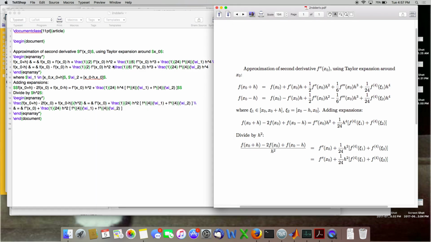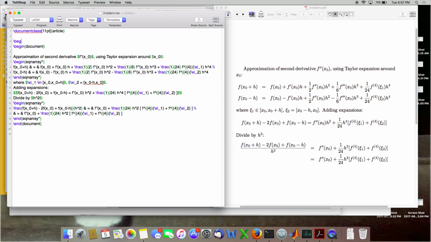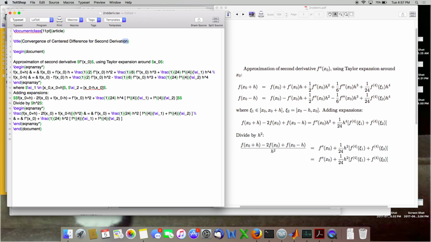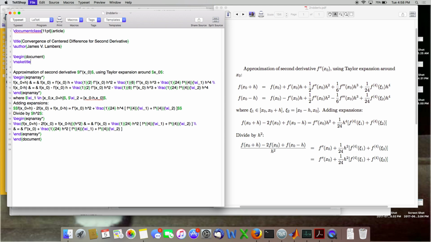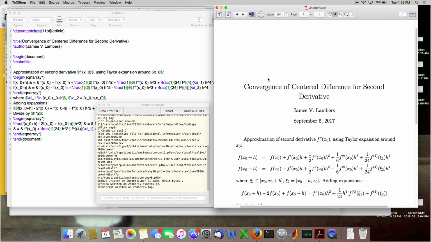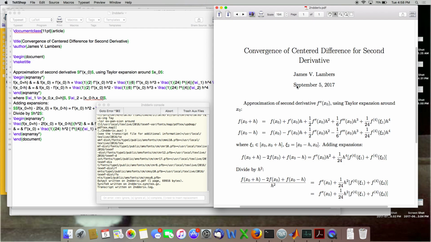Oh, also, if I want to give this document a proper title, I can specify the title. Convergence of what's called a center difference for second derivative. You have an exploration, and this is homework 2, about the first derivative. So I was doing a slightly different example, and then I'll put in the author. And then if I say, as soon as I begin my document, make title, then it'll put all that in there, and also put in today's date.